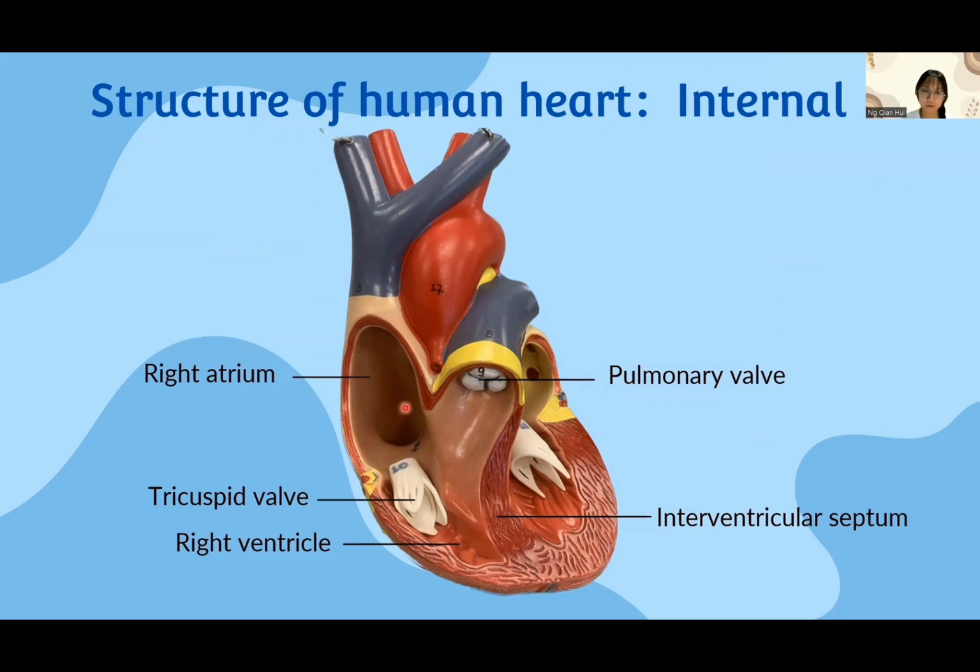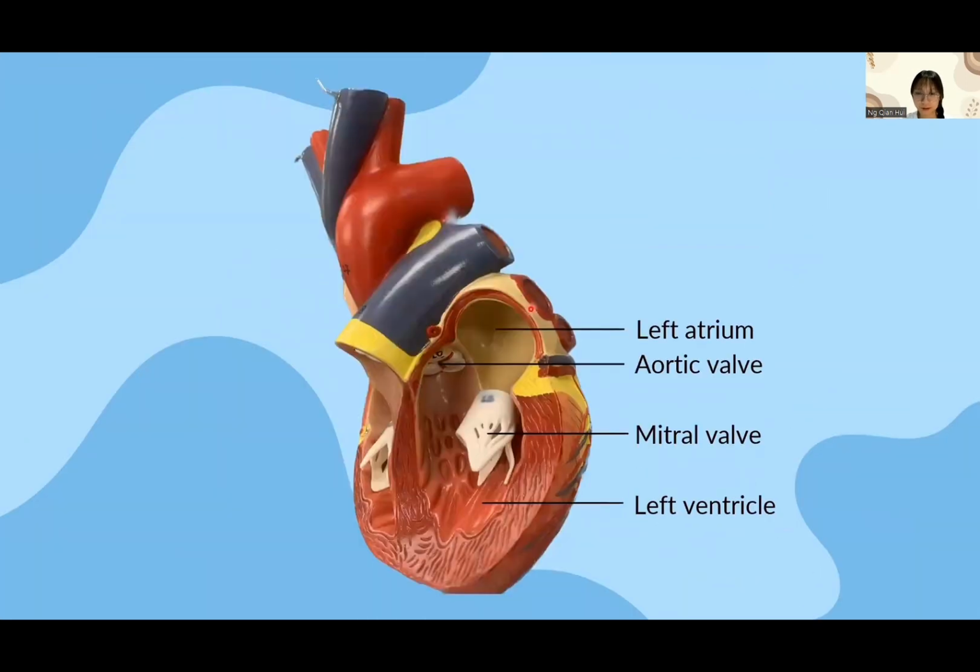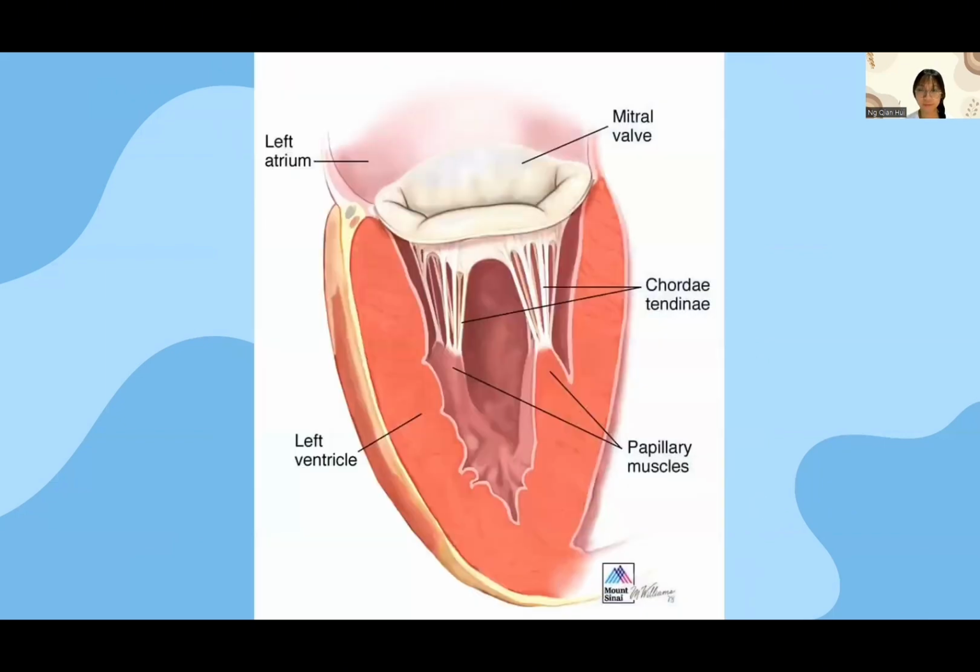This is the right atrium, right ventricle, and this is called tricuspid valve, and this is called pulmonary valve, and in between the two ventricles, this is called interventricular septum. For the left side of the heart, this is called left atrium, left ventricle, and in between them, it has a mitral valve, and this is called aortic valve. This is called chordae tendineae, and these are the papillary muscles. That's all for the structure of the heart.